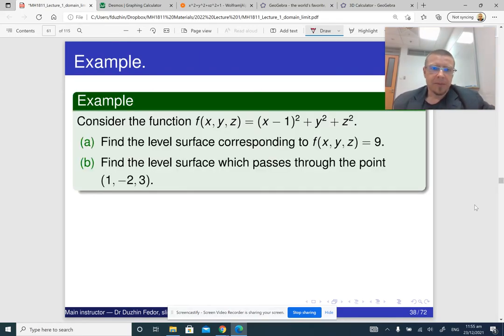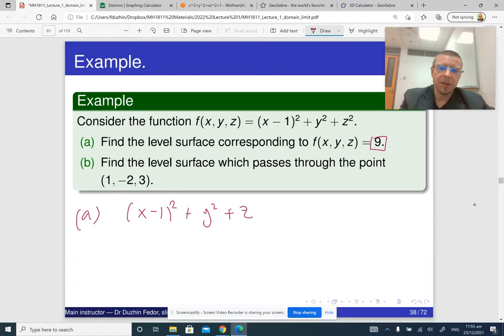All right. Now let me go through a simple example. So consider this function, and we're going to find two level surfaces. So the first level surface is going to be the one corresponding to the constant value of 9. So what is that? To solve A, I'm going to rewrite my function: x minus 1 squared plus y squared plus z squared should be equal to 9, right?